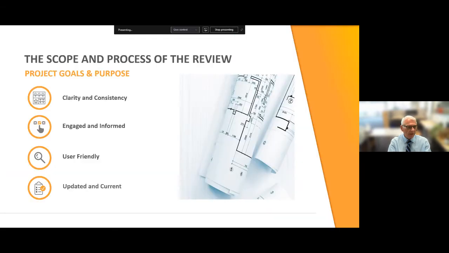Well, let's start off by taking a look at what we call the scope and what the process is for the review. And really, what do we hope to achieve from this? So our project goals as far as reviewing both the municipal development plan and the land use bylaw is to come up with ways to improve both documents so that we have more clarity and consistency in terms of how they're interpreted, how the reader reads the documents, and how the public really understands what the messaging is from both the municipal development plan perspective and the land use bylaw.